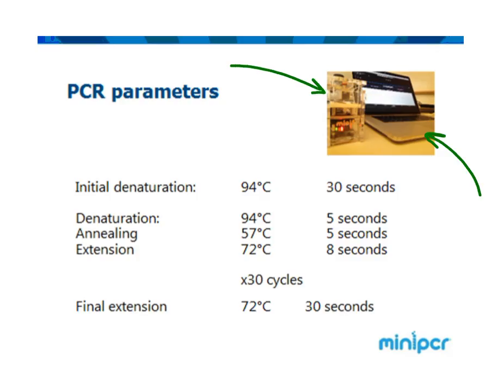Now, these 18 seconds right here are going to be repeated 30 times because every single time that it goes through a cycle, we have an exponential growth of DNA, or at least of the fragment that we want. And then lastly, we'll have one final extension to pretty much tie up any loose ends at 72 degrees Celsius for 30 seconds. Okay?